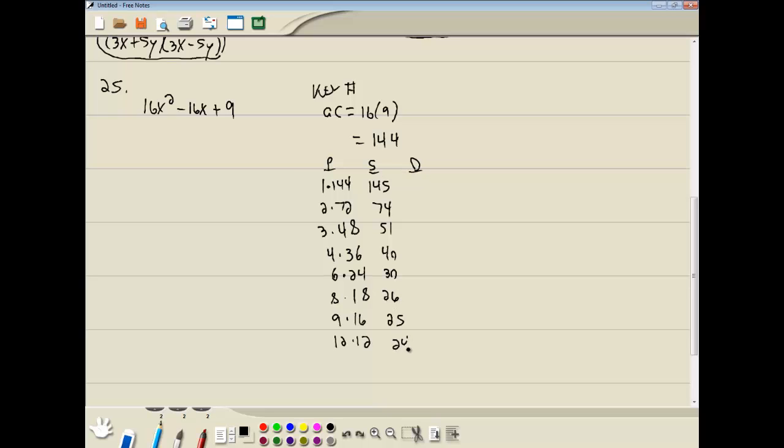25, 24. I always kid my class how many of these do you have to add and subtract correctly. Answer is only one, the one we're looking for. So if you add or subtract incorrectly on some of these, not a big deal unless it's the one you're looking for.